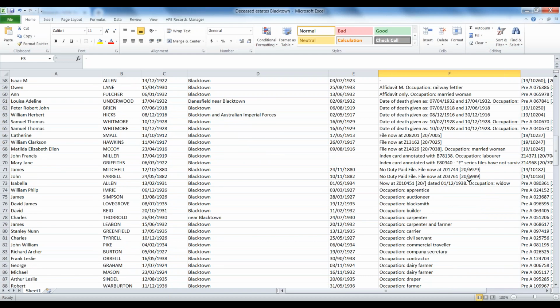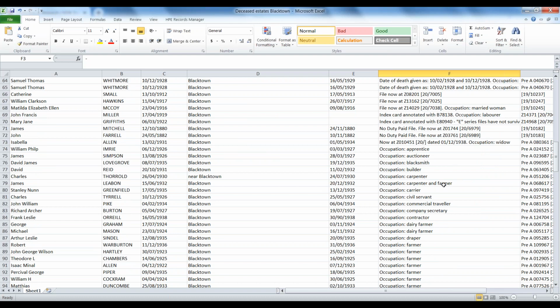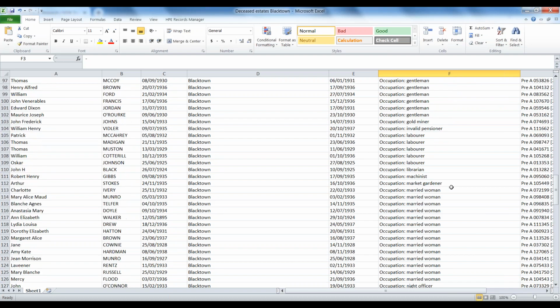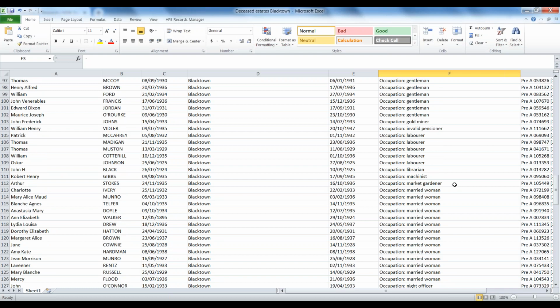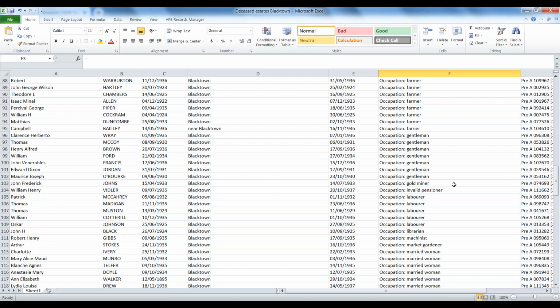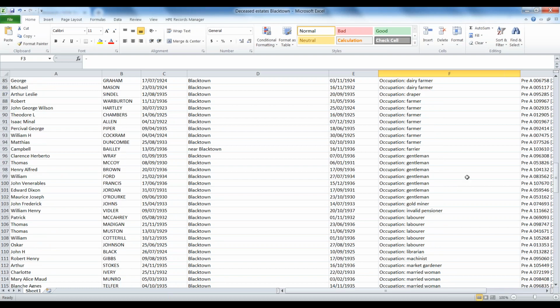So two things to bear in mind. These are for people that died. And so you will get lots of entries about retired bank managers, carriers, for instance. And this may have been their profession at the time of their death, but may not necessarily have been the profession for the whole of their life. But I think it probably is a pretty good reflection of Blacktown in that period, 1880 through to 1940.